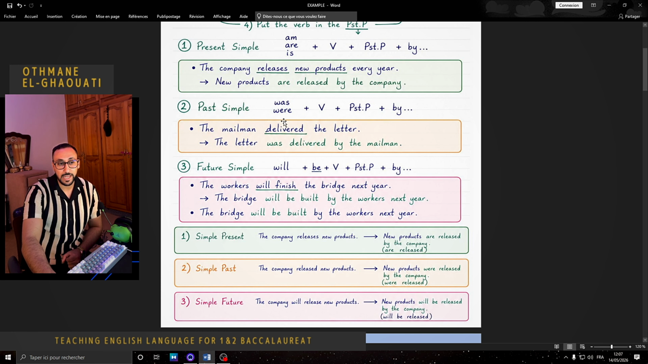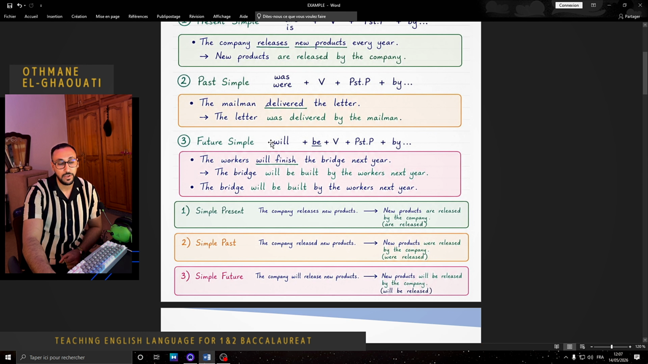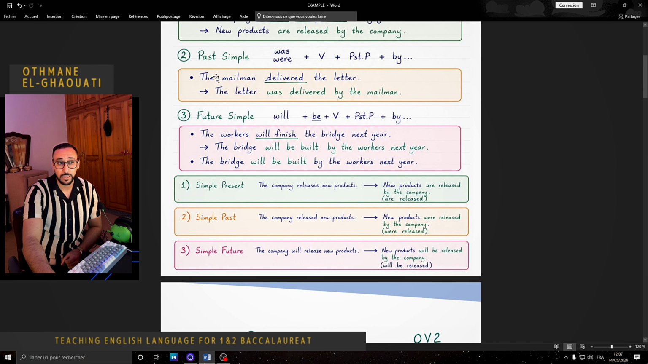Alright, so we have here delivered. Delivered is a verb conjugated in the simple past. And since we have a verb in the simple past in the active form, we put the verb to be in the simple past, which is was. The letter was. If we had the letters, then we would put were. The letter was, and then the past participle of the verb. Since it ends with ed, the past participle is the same, delivered, and then comes the agent, by the mailman, which is the subject of the active form. And this is about the past simple.